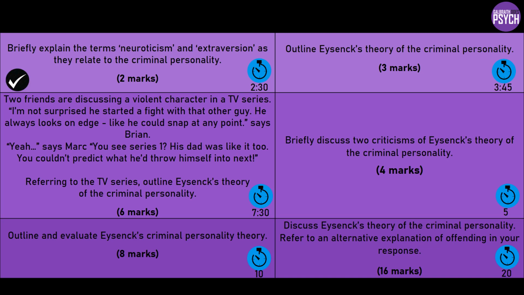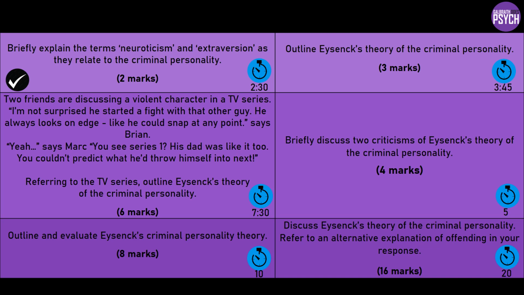Now we want to outline Eysenck's theory of the criminal personality for 3 marks more generally. Now, Eysenck's theory is basically the idea that criminals tend to have a certain kind of personality or certain personality traits. And he outlines 3 of these traits. Originally it was just 2, but he later added psychoticism. So to deal with this 3 marker, I would just basically talk through those 3 traits and say that criminals, according to Eysenck, are likely to be high in these personality dimensions.